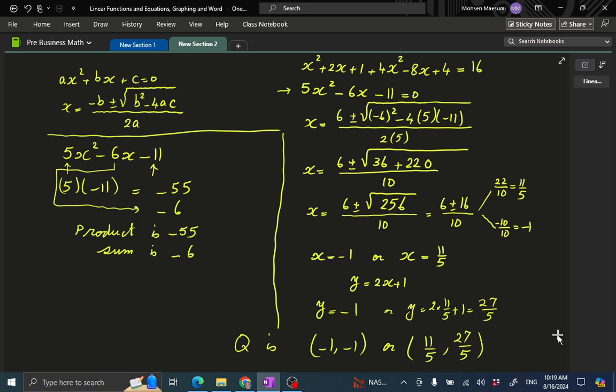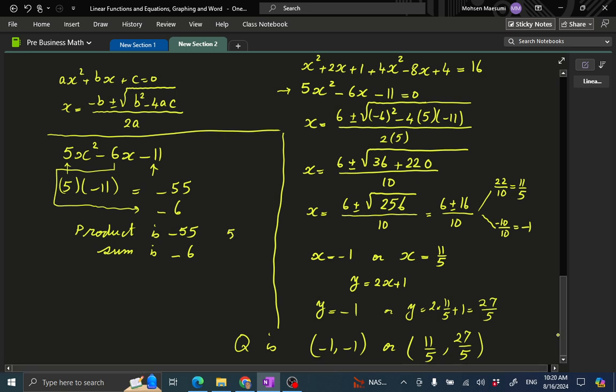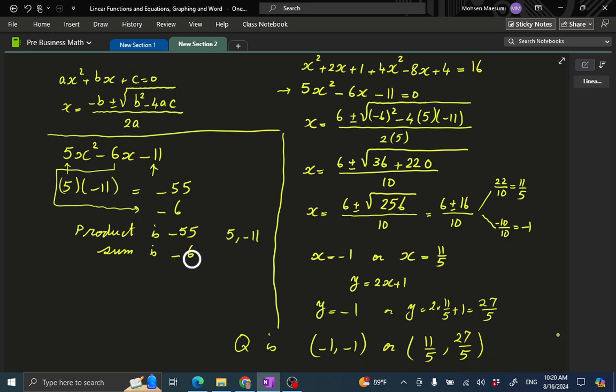Well, 55, you can write it as 1 times 55 or 5 times 11. 1 times 55 is not going to give us such a sum, so we are going to go after the other one, 5 and 11. Well, one of them has to be positive and the other one has to be negative, such that the product is negative 55. So which one of them do we choose? If I choose 5 and minus 11, the product of these two is minus 55, and the sum of these two is also minus 6.